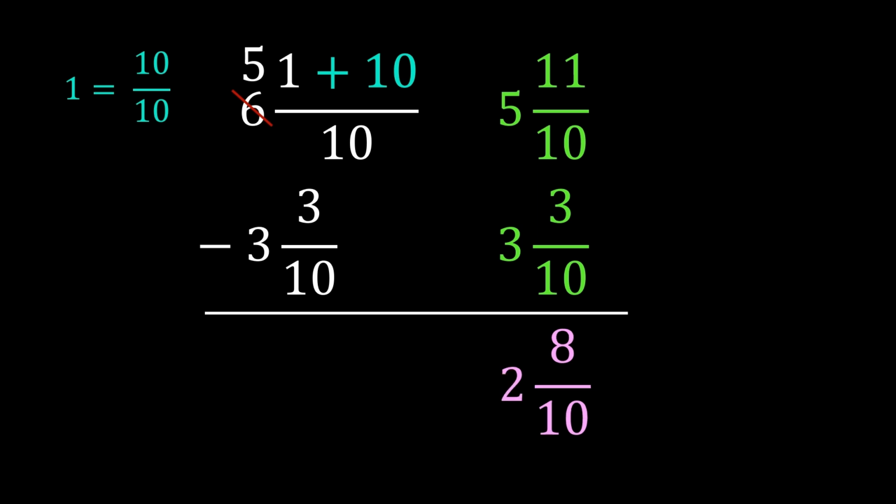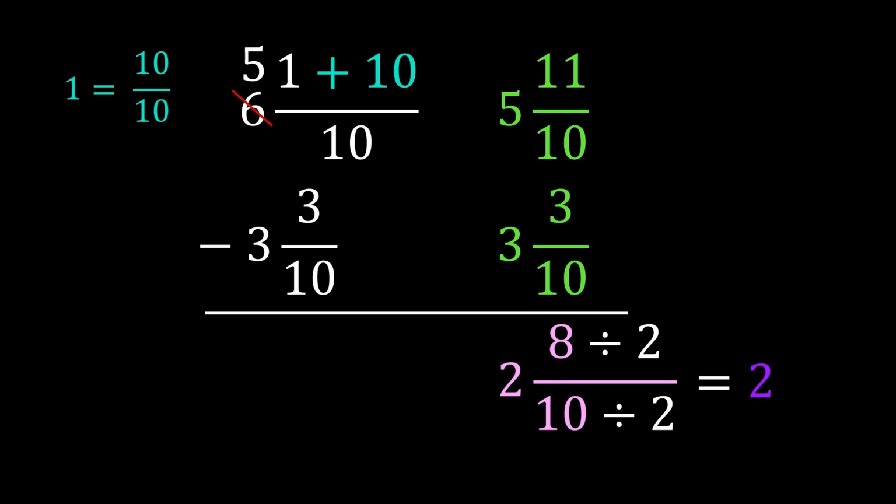So I have 2 and 8 tenths, and I need to ask myself, can I simplify? Well, 8 and 10 share a common factor of 2, so I can simplify by dividing my numerator by 2 and my denominator by 2. So my whole number 2 remains as part of my solution. 8 divided by 2 is 4, and 10 divided by 2 is 5. So my final answer is 2 and 4/5.